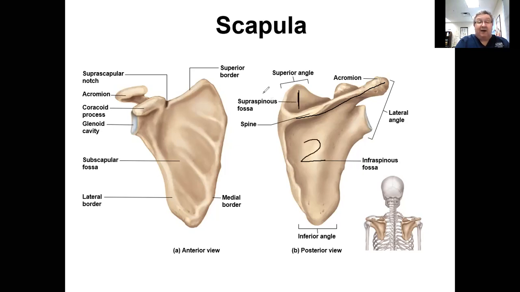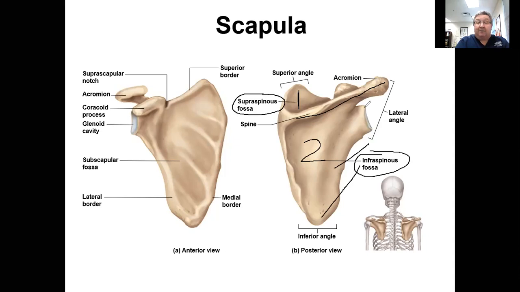The supraspinous fossa, and that's where the supraspinatus muscle is. And then below it is the infraspinous fossa, where the infraspinatus muscle is. We have other muscles that come off of this lateral border right here, teres minor and teres major, also.